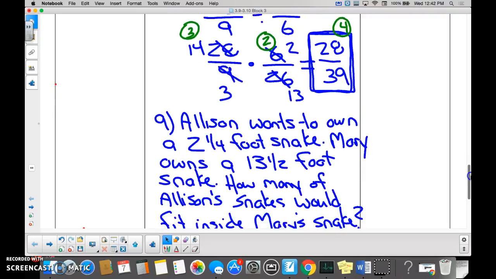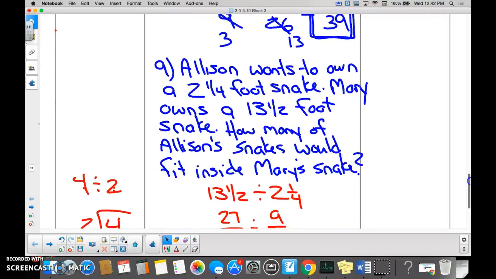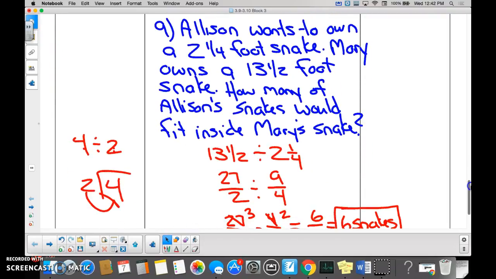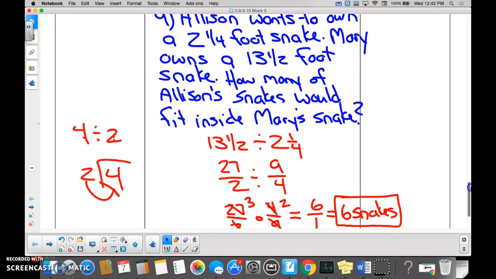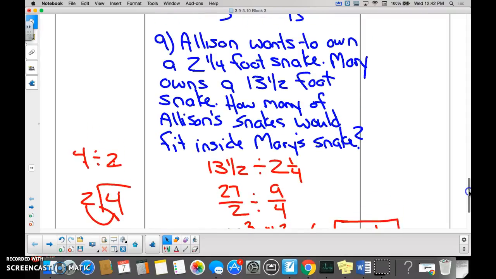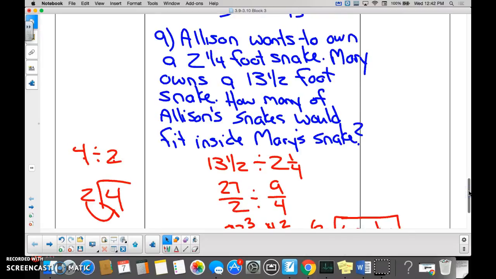Number 9. This is your word problem. The big thing, I'm not going to go through the entire word problem. The big thing is after you solve this, make sure your answer makes sense. Does it make sense that 6 snakes of Allison size would fit inside of a giant snake of Mary size? And the answer is yes.